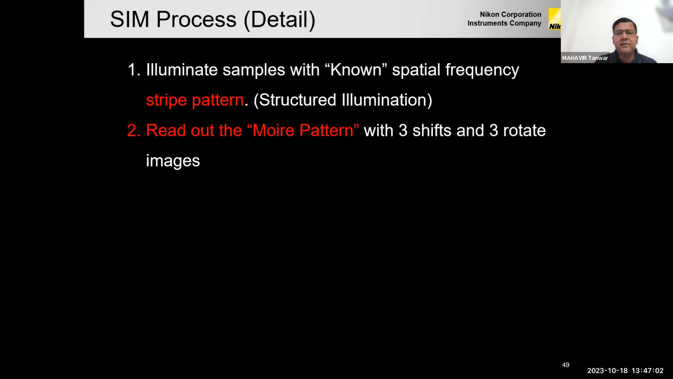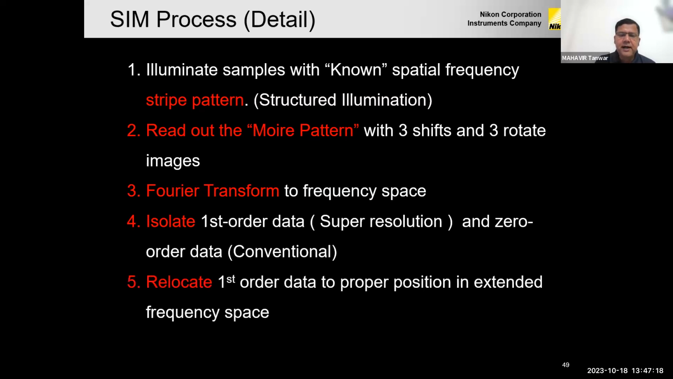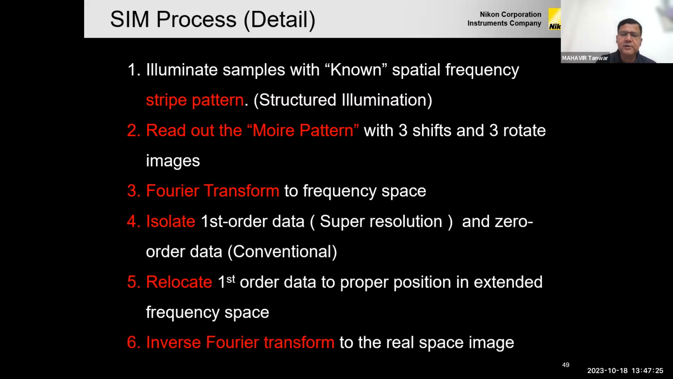Read out the Moire pattern with 3 shifts and 3 rotations. Rotations, it's a 2D image. Then Fourier transform to the frequency space and isolate the first order using software. That means isolate the first order high frequency information from the zero order, which is conventional, and then relocate it using software in a proper position. I'll explain in the next slide. An inverse Fourier transform will be done into real space so that the image can be created.